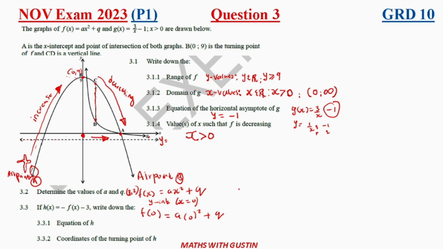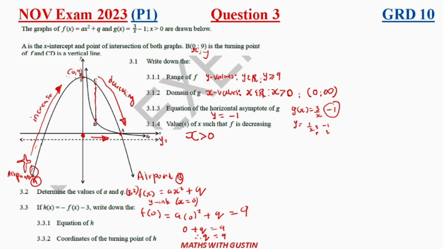Oh no, I made a mistake. When f of x is equal to 0, the coordinates of B: when x is 0, y is equal to 9. Therefore 0 times a is going to give us 0, plus q is equal to 9. Therefore q is equal to 9. All right, great stuff. So now we did find q.